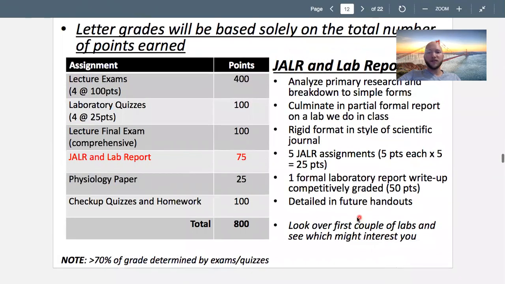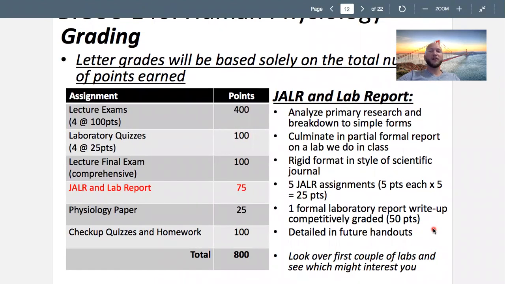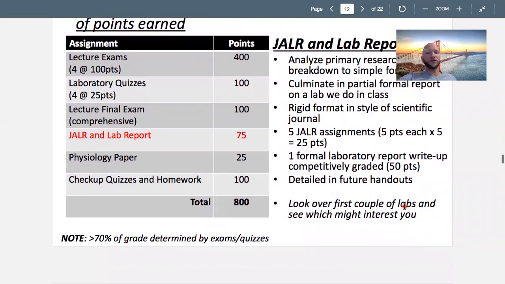Down here, it says, look over the first couple labs and see what might interest you. For the JLR assignments and for the laboratory report, you're going to pick one lab from day 2 labs or day 3 labs. On day 2, we're going to do 5 individual labs on that one day. You're going to pick one of those 5 individual labs to do your write-up on. They're relatively simple labs, but you're going to write them up as if they were a research paper that you're submitting to a journal.